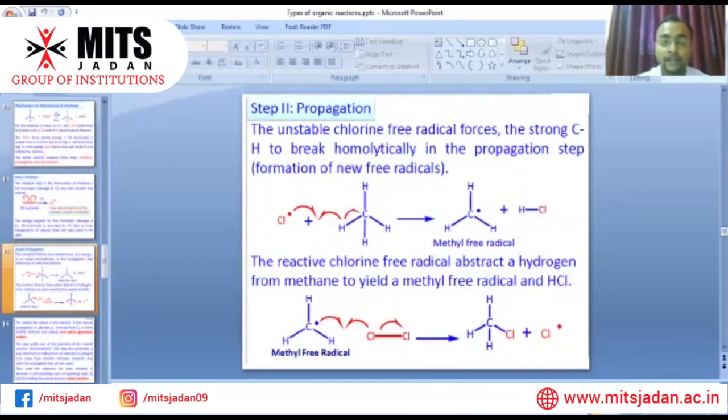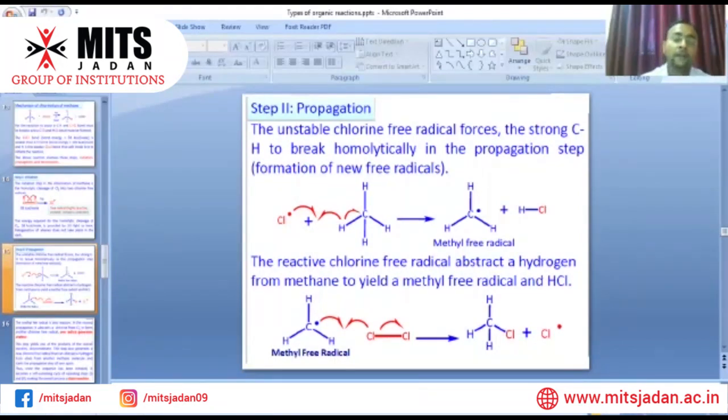In these reactions, only fish hook arrows are represented, and there are no double-sided arrows, because free radicals are formed from free radicals. So in this propagation step, a free radical generates another free radical. Here in this reaction, you can see that the chlorine free radical reacts with methane to give the product methyl free radical and HCl. This methyl free radical is also very reactive, and it reacts with another chlorine molecule to give the product methyl chloride and a chlorine free radical.